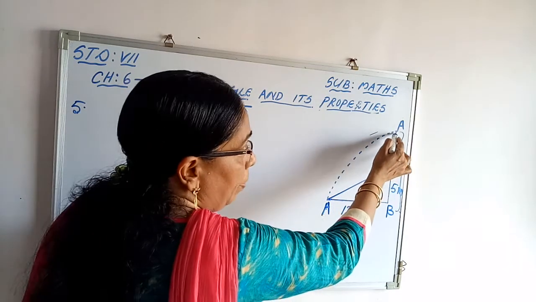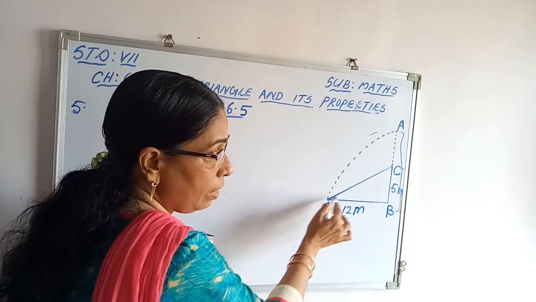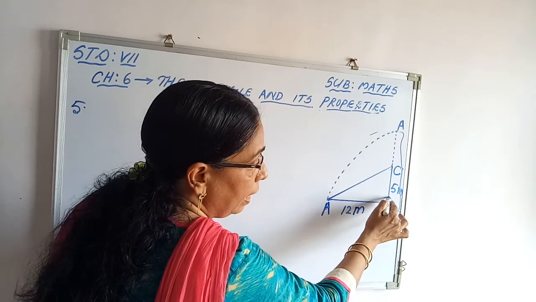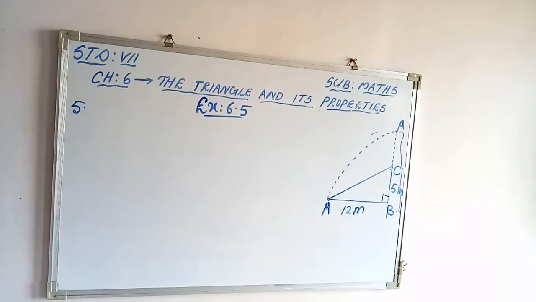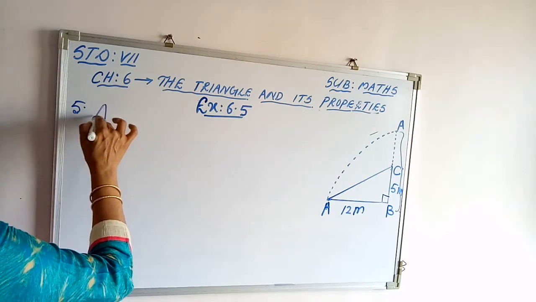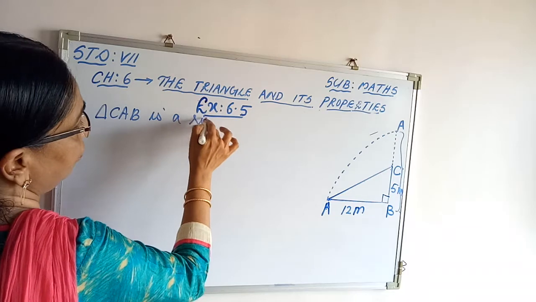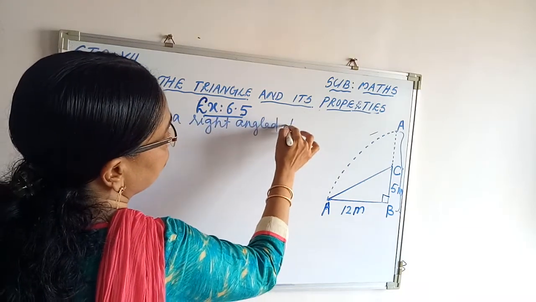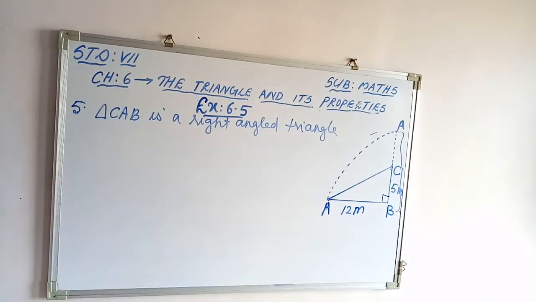Now see, when the top tip of the tree touches the ground, the distance from the broken part is AC. That means it forms a right angled triangle in which the AC portion is the hypotenuse. Which is the broken part then? CA is the broken part. And it touches the ground at the point A, which is at a distance of 12 meters from the base of the tree. The base of the tree is B. Now we get triangle CAB as a right angle triangle, of which CA is the hypotenuse.